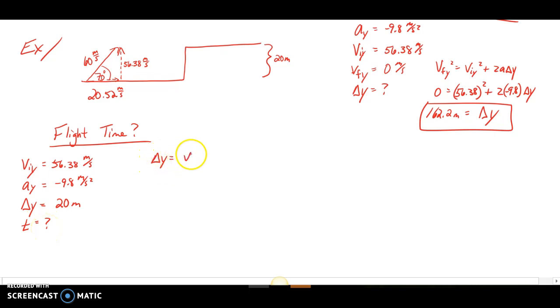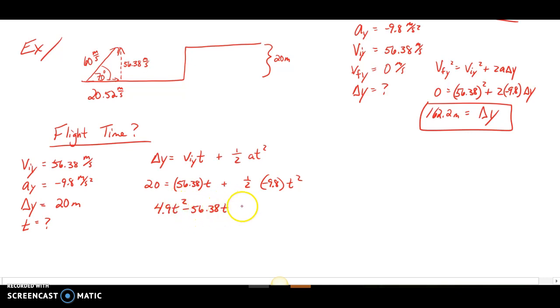So delta y equals VIY times t plus 1/2 at squared. 20 equals 56.38 t plus 1/2 negative 9.8 t squared. Dun dun dun, got to use the quadratic equation. So get everything on the same side. You get 4.9 t squared minus 56.38 t plus 20 equals 0. Show me somewhere that you use the quadratic equation. We get a time of 0.366 seconds, as well as a time of 11.14 seconds.